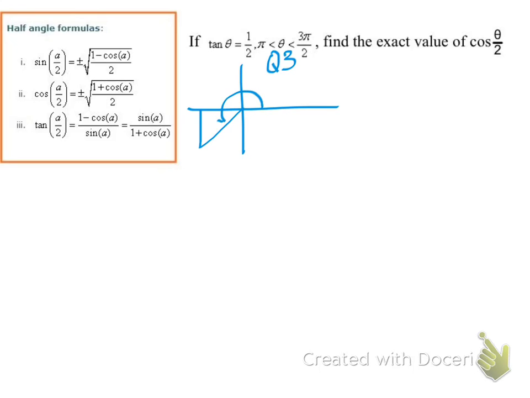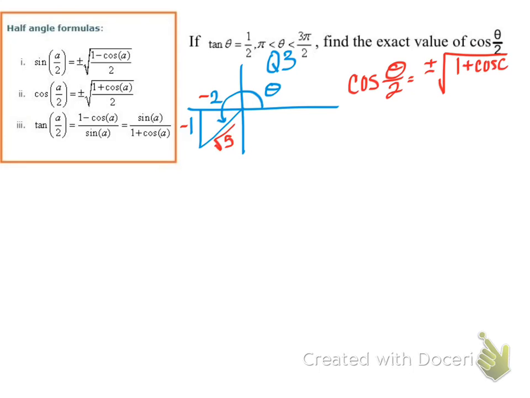So let's draw a picture of theta. Theta is in quadrant 3 because it's between pi and 3 pi over 2. I'm going to add my missing side lengths, 1 and 2, and they're both negative because I'm in quadrant 3. And the hypotenuse is square root of 5. Now I'm looking for the cosine of theta over 2.